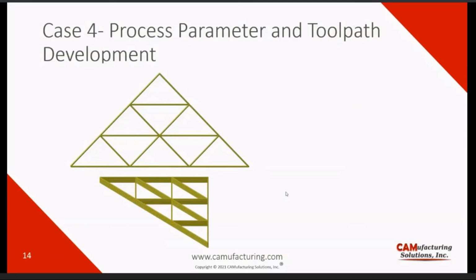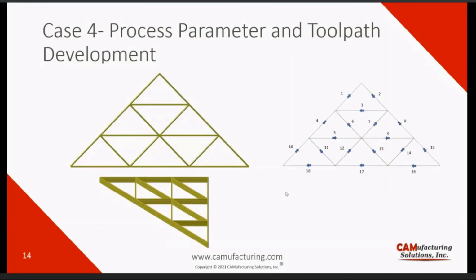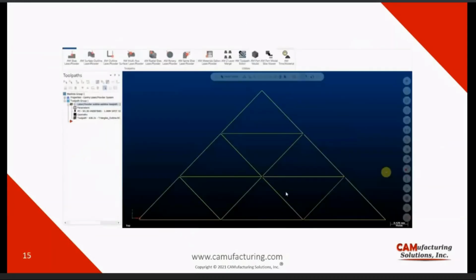And then last but not least, our last case study for my session is process parameter and toolpath development. So this feature here uses AM outline. AM outline is a toolpath that we have that would allow users to be specific in the sequence of deposition that they would like to have for their part. So if we look at these same sets of triangles here, the image to the right shows the order in which each part is being deposited. And this order is really up to the user to select. And I'll go to the software and show you how that is done.